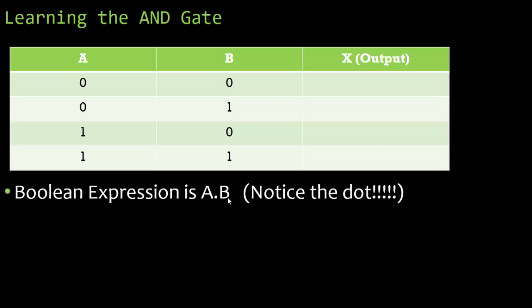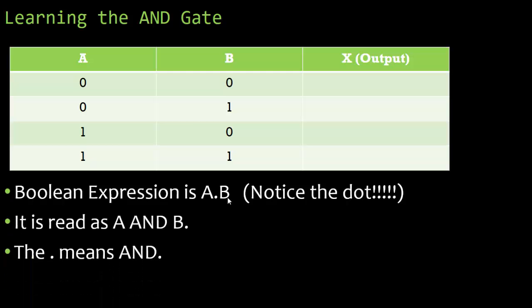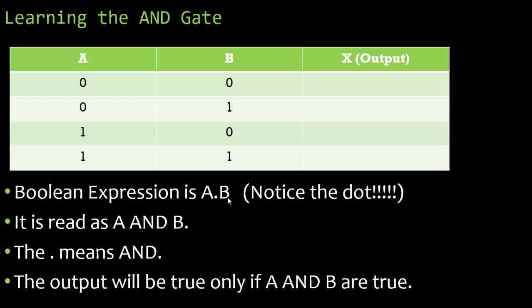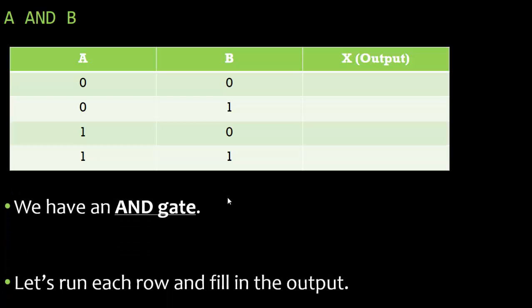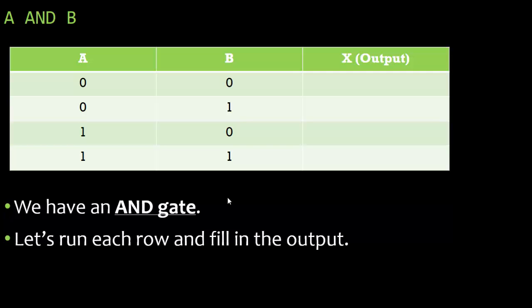The Boolean expression is A dot B. Now notice there is a dot there. It is read as A and B. And the dot there means AND. So the output will be true only if A and B are true. So we have an AND gate. Let's run each row and let's fill in the output.